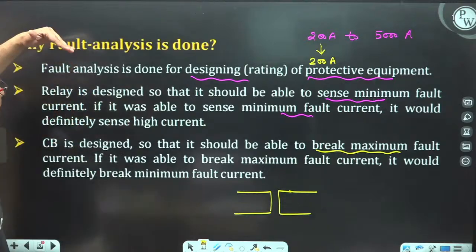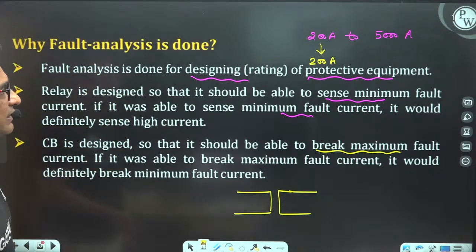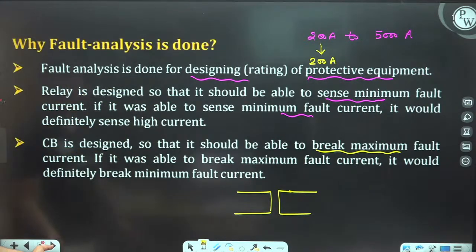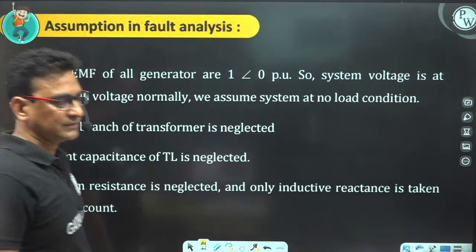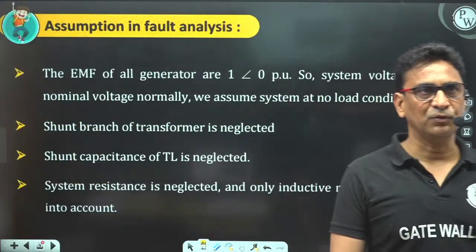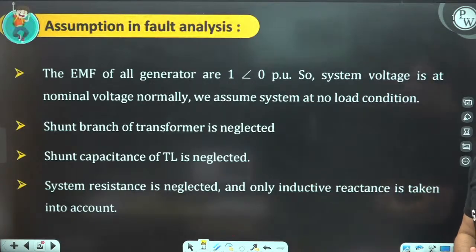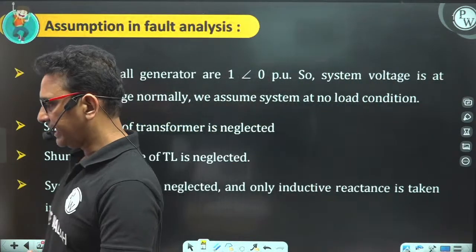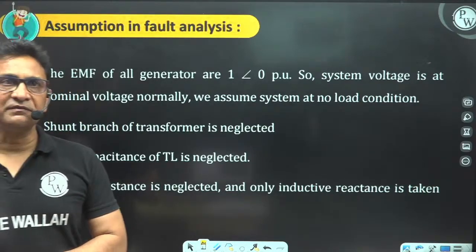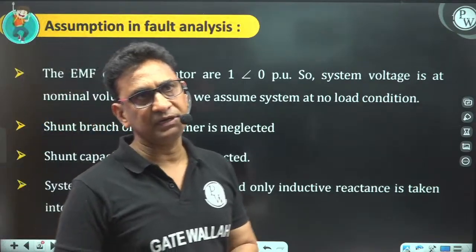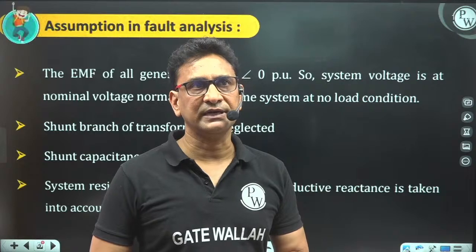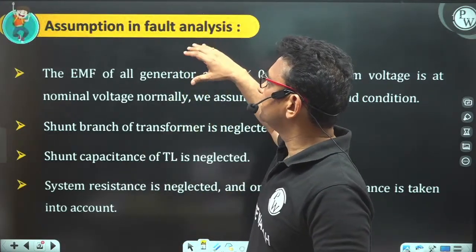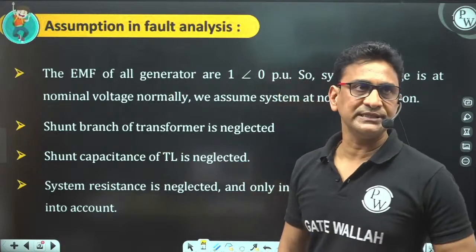So by using fault analysis, we find out the value of fault current, and according to that, we design the circuit breaker and the relay. Okay. Now, what assumptions do we generally take during the fault analysis? Whenever we calculate the value of fault current or the fault MVA in the fault analysis, we take some assumptions. What are these assumptions?